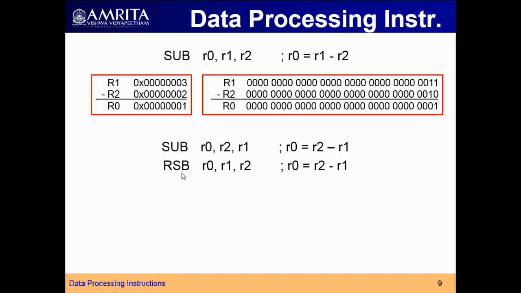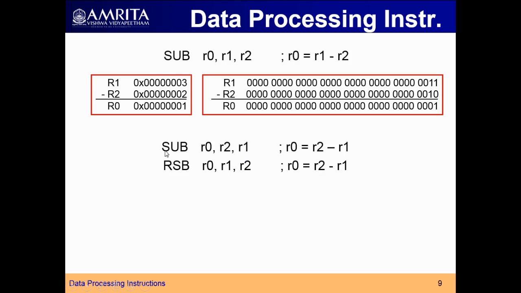In RSB, which is reverse subtract, the subtraction will be done in the reverse manner: R2 minus R1, that is, second operand minus first operand. Here it is first operand minus second operand, right? So the opposite of this will be done here. The second operand will be subtracted by R1. So R0 equals R2 minus R1.